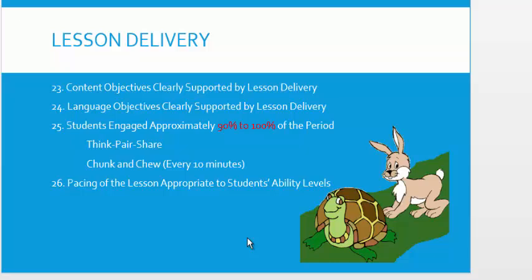But if I'm asking questions in class and one student answers and we freeze it at that moment, then that means 1 student out of 25 is engaged. So instead of just asking a question and taking 1 student's response, think about using a think, pair, share. Also think about chunk and chew, which is the idea of every 10 minutes for high schoolers. I would say even every 5 minutes for K through 8.